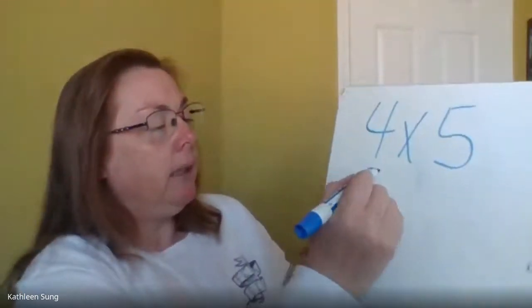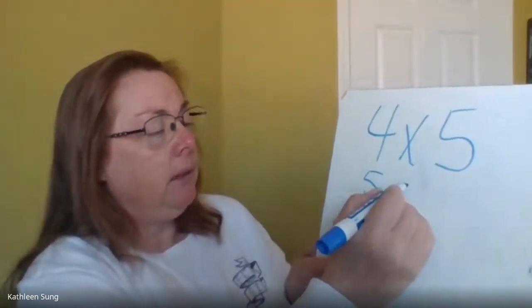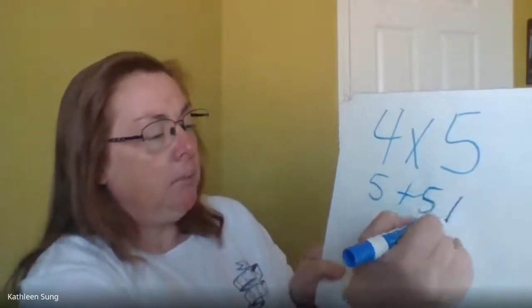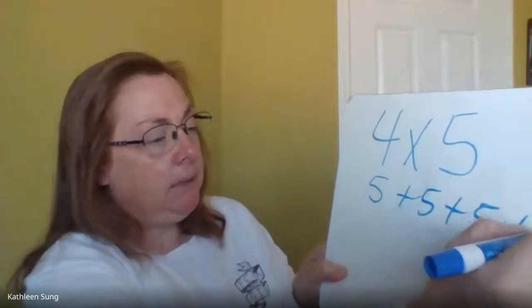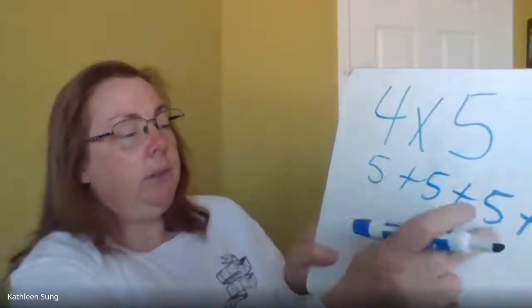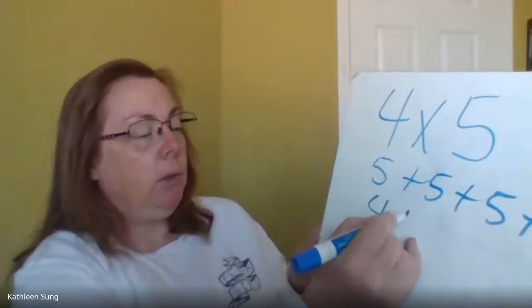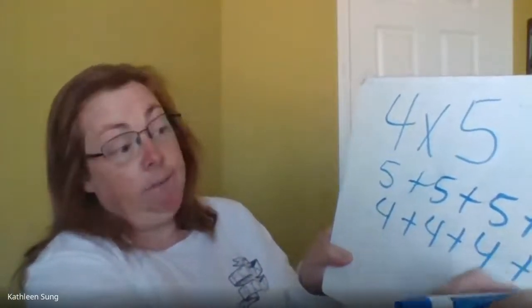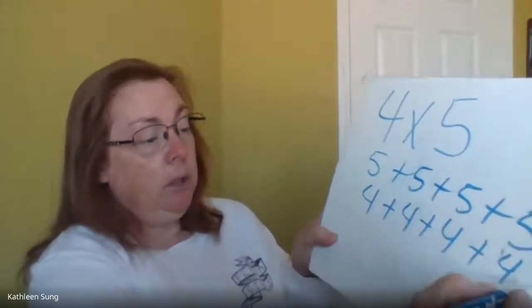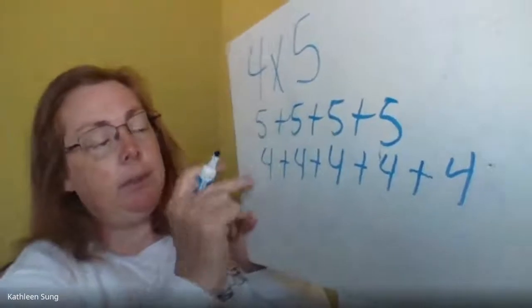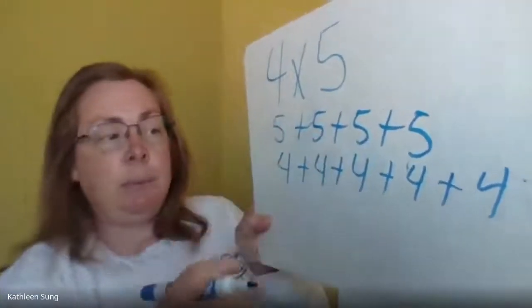All right, so 4 times 5. I could have 5 plus 5 plus 5 plus 5, or I could have 4 plus 4 plus 4 plus 4 plus 4. So it's an either or. You don't have to do both, right? If I was doing the repeated addition.